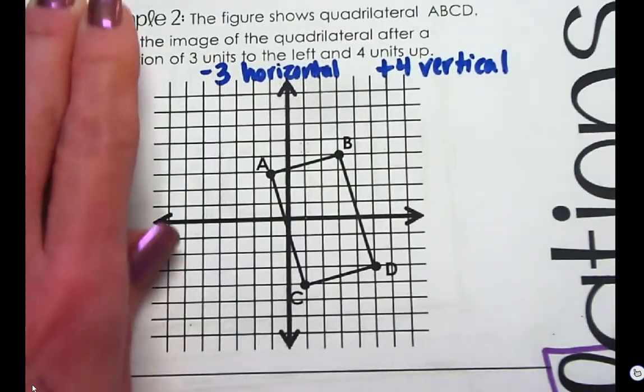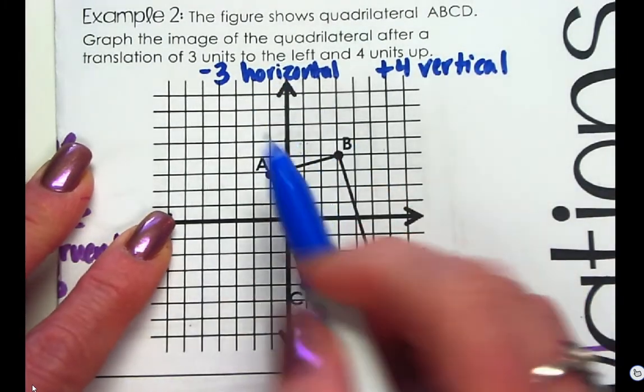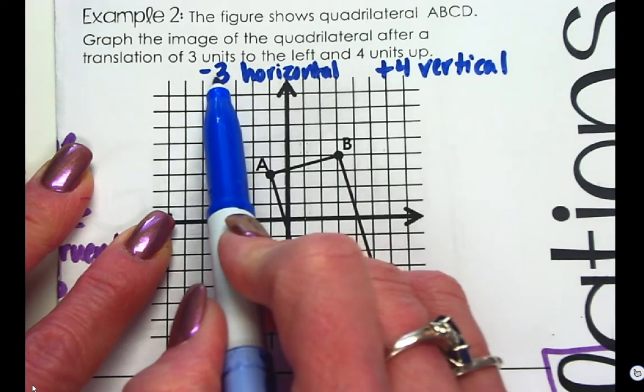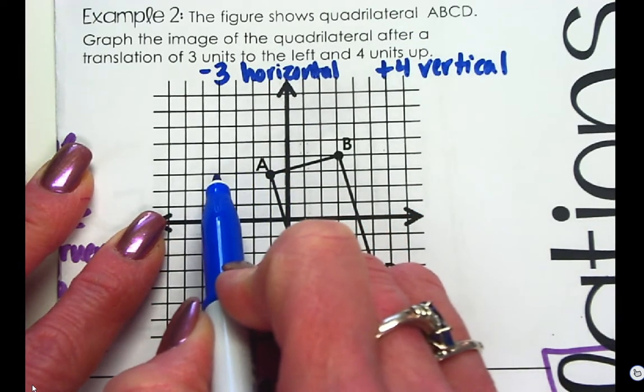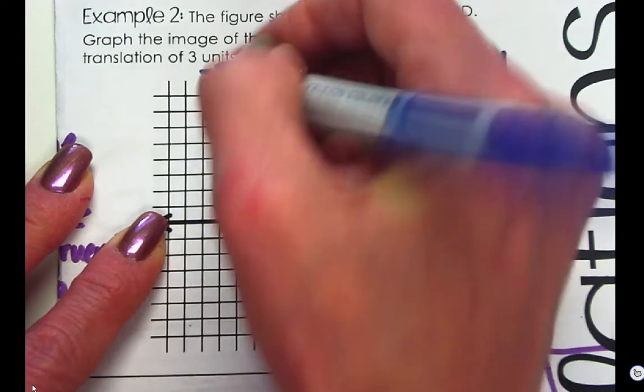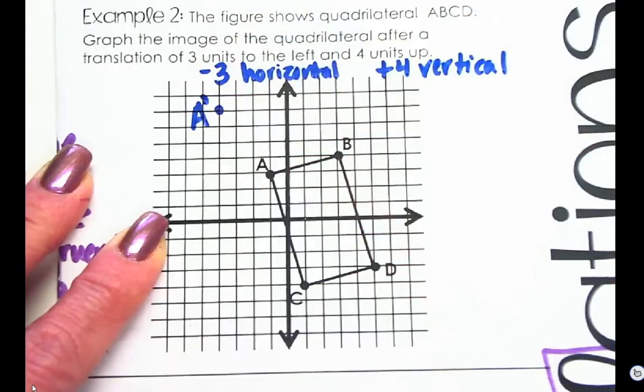All right. So now that we know what we're going to do, we're going to go ahead and do it. So I'm going to take each of my points, starting with A. I'm going to go 3 horizontal. So I'm going to count 1, 2, 3 horizontal, and I'm going to go up 4 vertical. 1, 2, 3, 4. And I'm going to name that A prime.